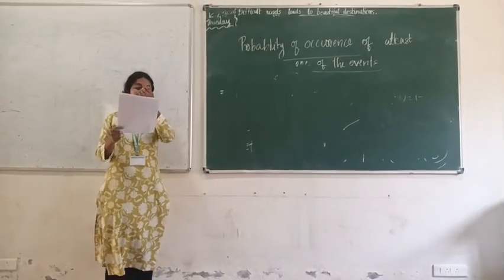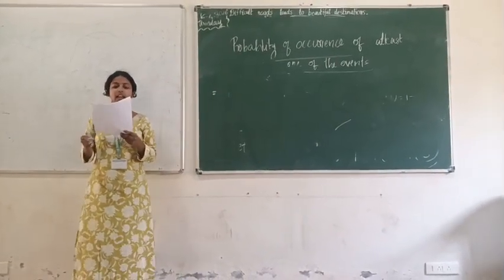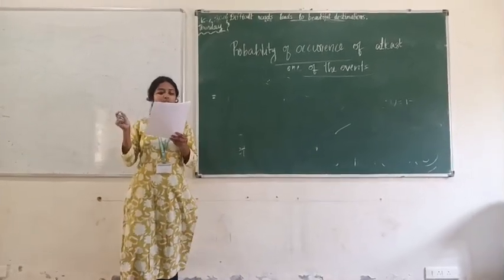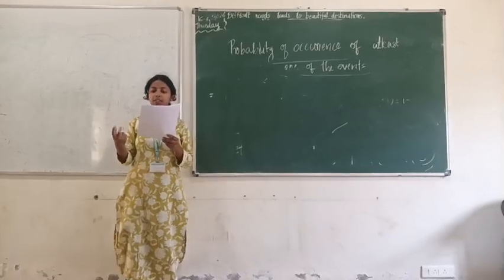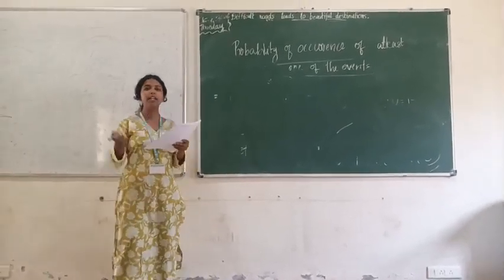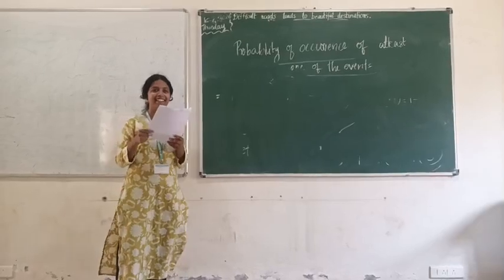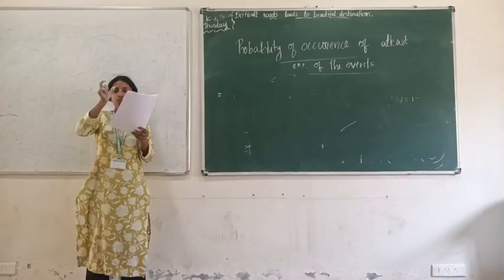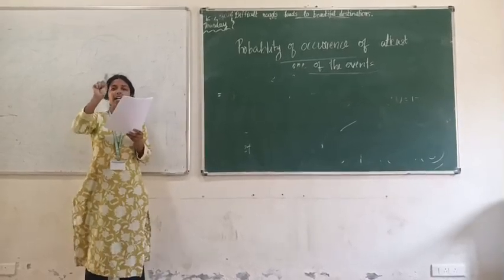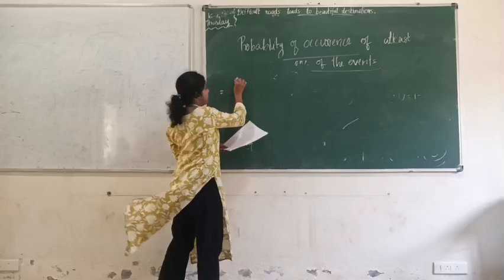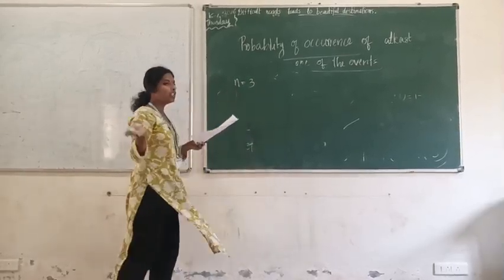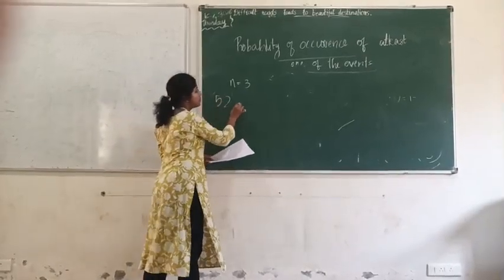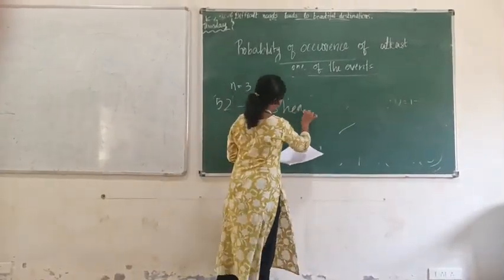The next question is related to the deck of cards. We know that a standard 52 deck of cards has 13 hearts. So if you draw and replace a card 3 times, find the probability of drawing at least 1 heart. That is the question. We are replacing and drawing a card 3 times, so n is equal to 3. The total number of cards is 52, and out of that 13 hearts are there.